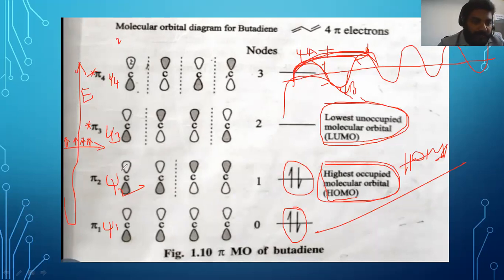That's why we draw the wave functions psi 1, psi 2, psi 3, psi 4. This is level 1, level 2, level 3, level 4. Level 1 and level 2 are completely full. The orbitals are completely occupied by electrons, two electrons each.